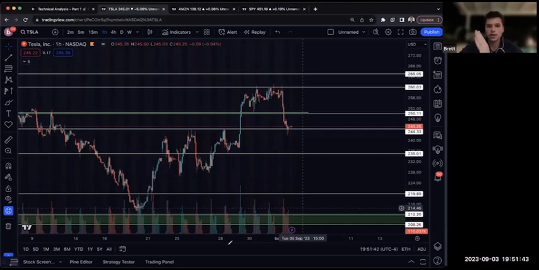And I go from larger time frame to smaller. And I go through 3 time frames with every chart.